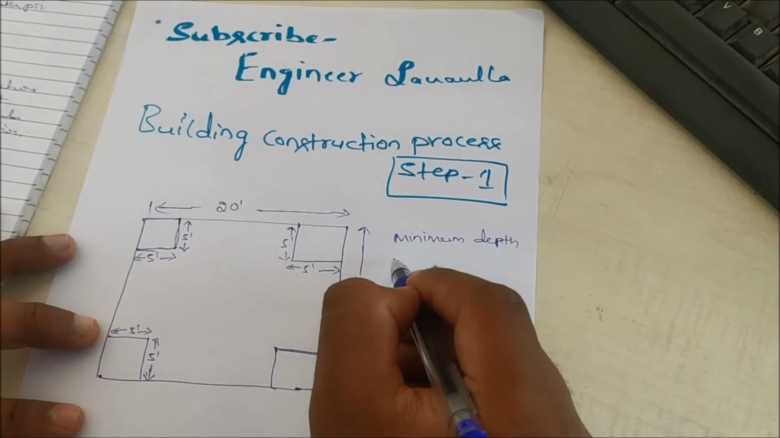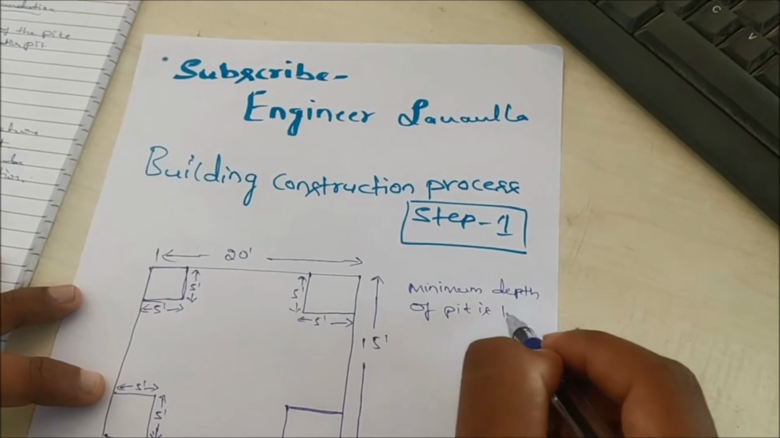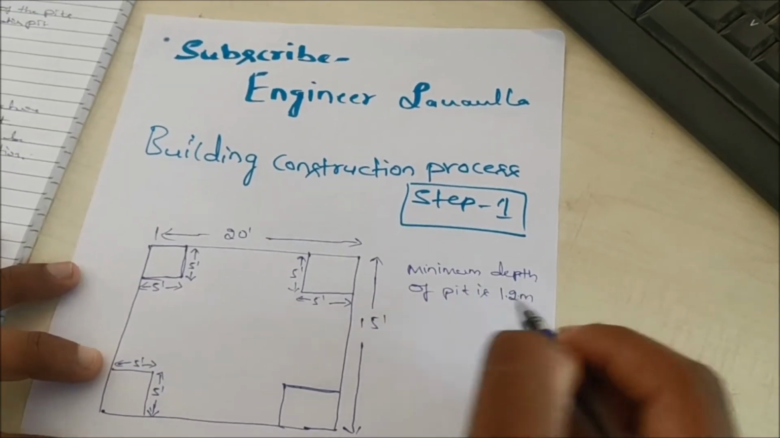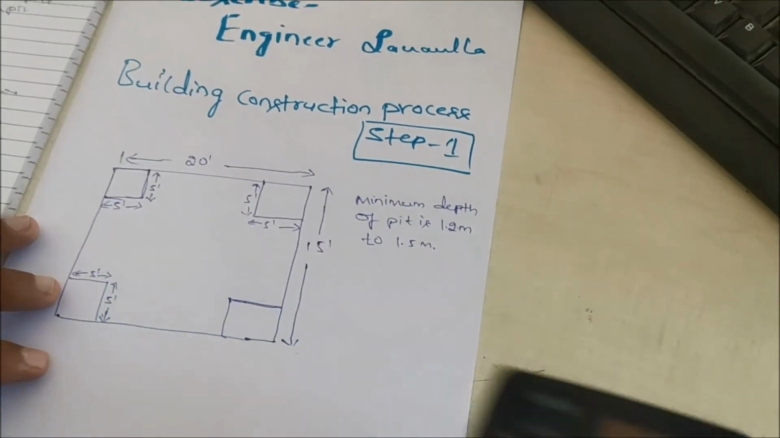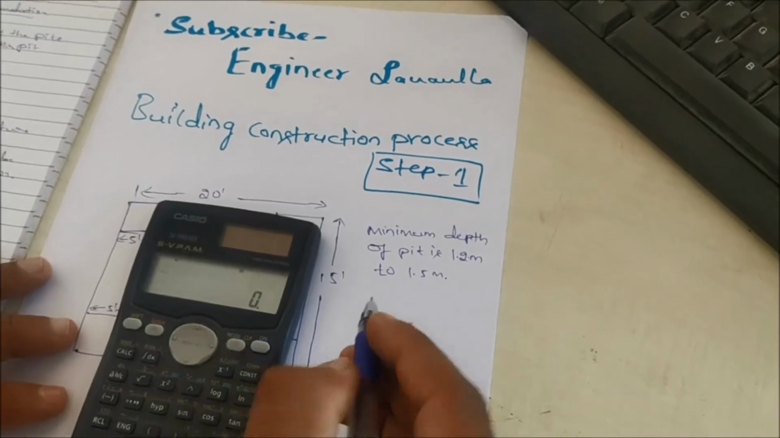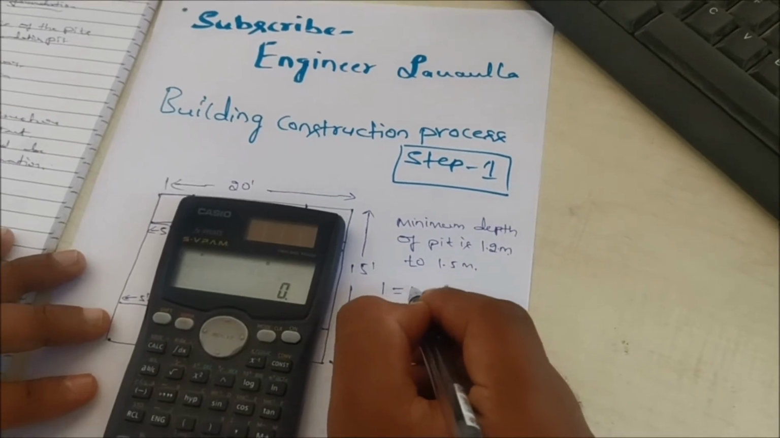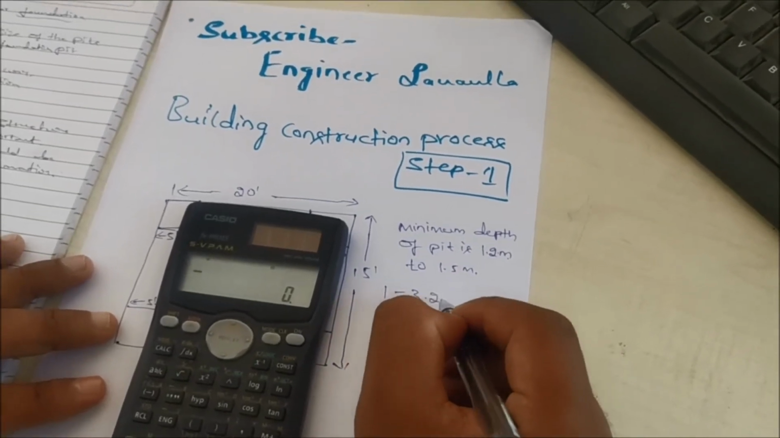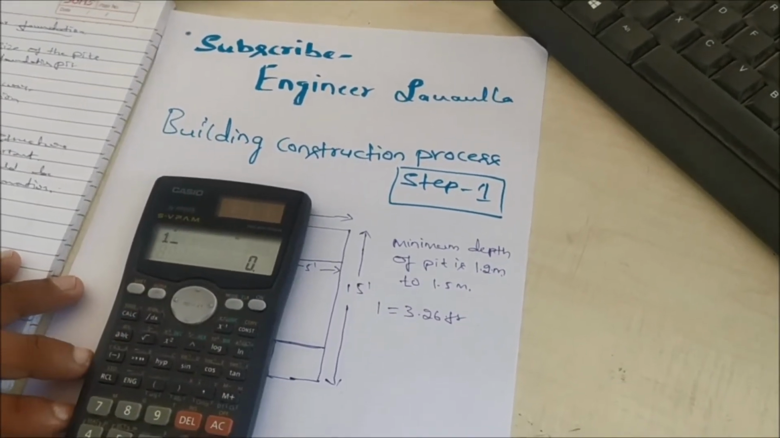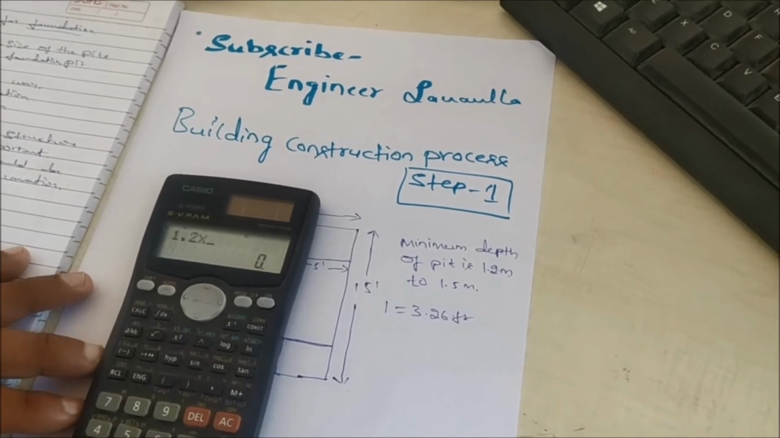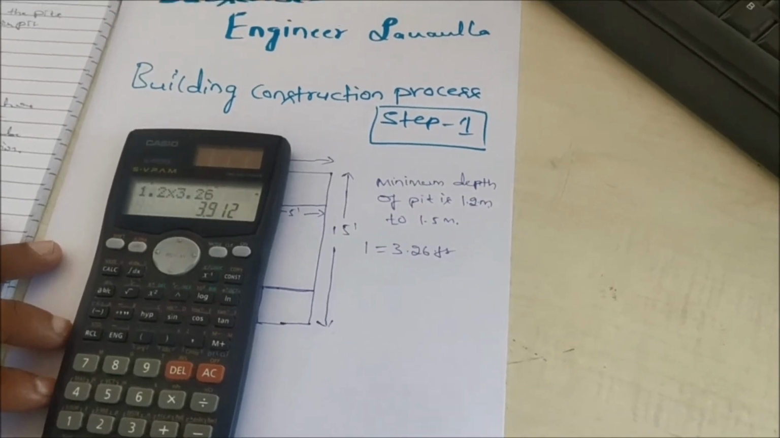The minimum depth of the pit is 1.2 meter to 1.5 meter. The conversion of meter to feet: 1 meter is equal to 3.26 feet, so 1.2 meter is around 3.4 feet.